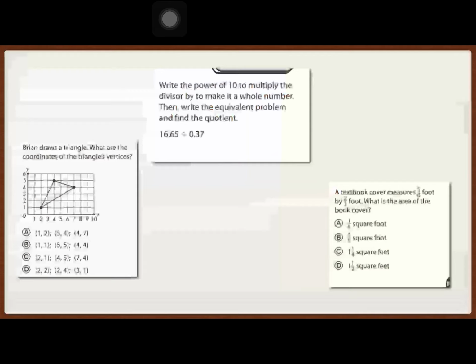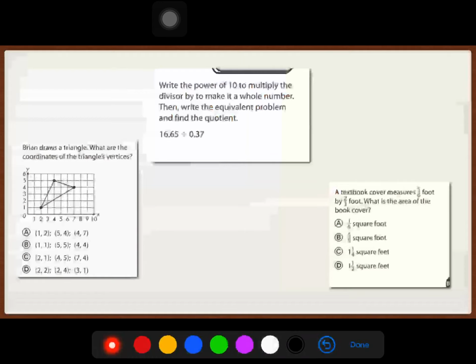The first one on the far left, Brian drew a triangle. What are the coordinates of the triangle's vertices? A vertice is the plural of vertex, and the vertex is a point where 2 lines or line segments meet. So looking at this triangle, you're going to see where the 3 vertices are. Go ahead and try.